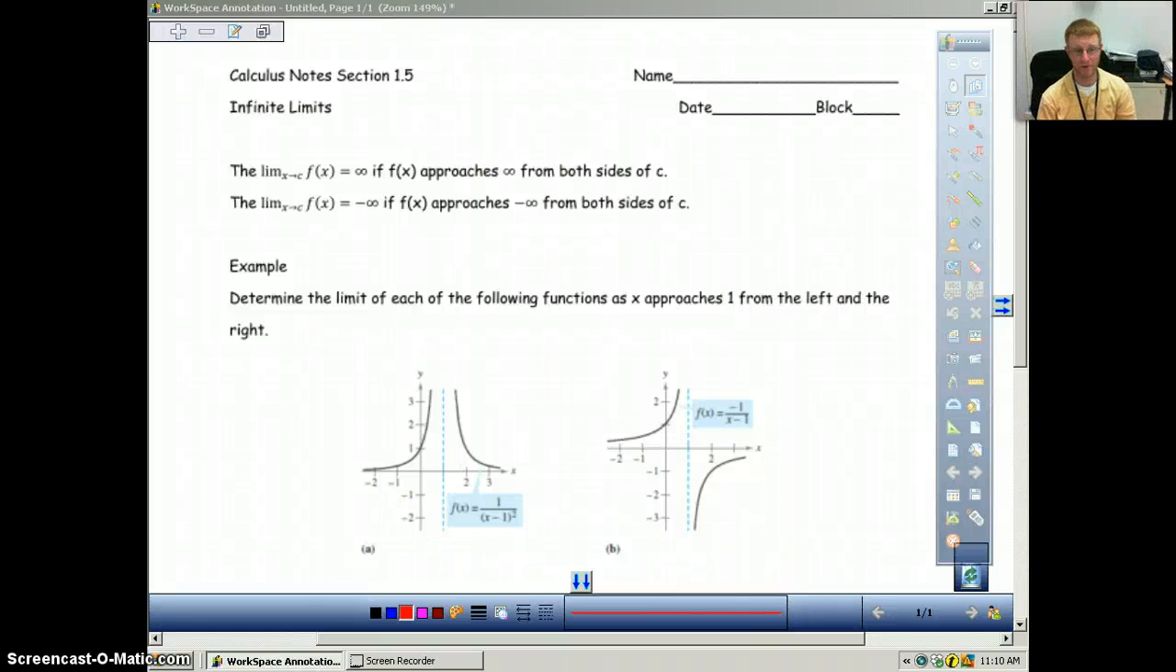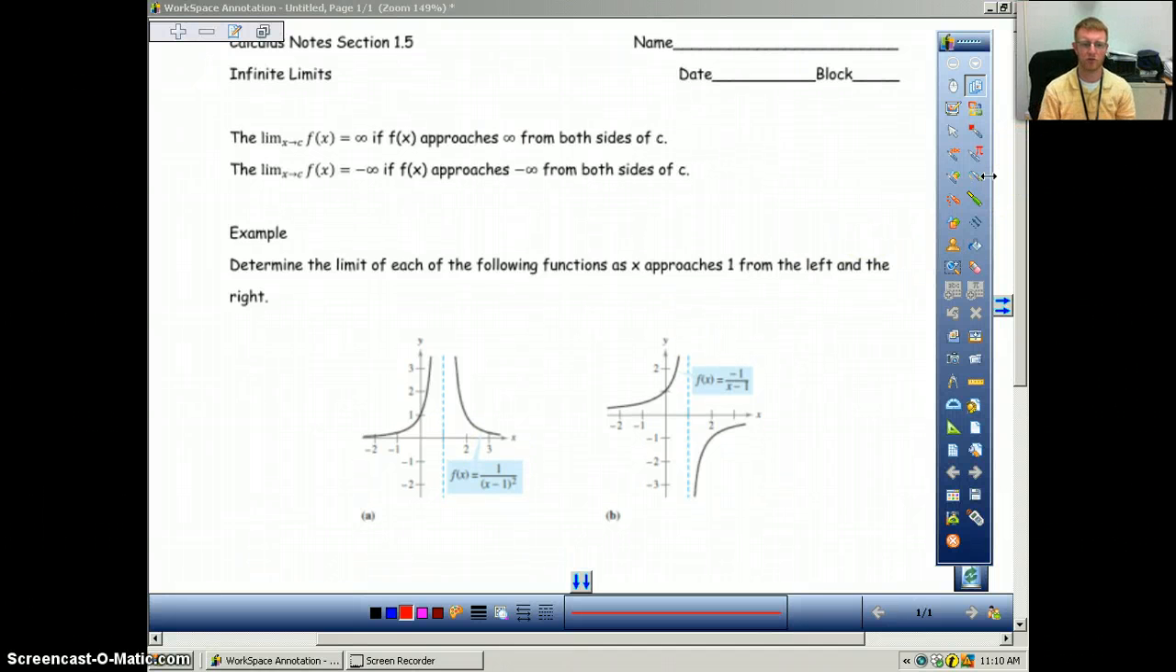This section is on infinite limits. It's 1.5 in calculus. Really quick section. What we're going to talk about here is how do we know when a function is going to give you an infinite limit? How do we know when it's going to be infinity, basically? And there's a couple ways to look at this.